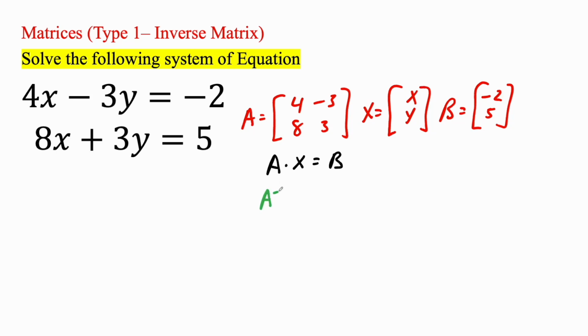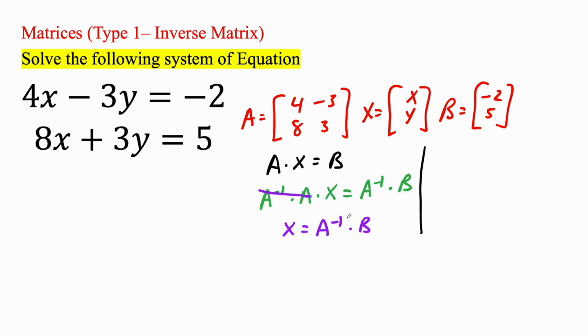So I'm going to say the inverse of matrix A times matrix A times matrix x is equal to the inverse of matrix A times matrix B. Now, the inverse of matrix A times matrix A, essentially it cancels out. You get an identity matrix. So I'm just going to cancel it out. So matrix X is equal to the inverse of matrix A times matrix B.